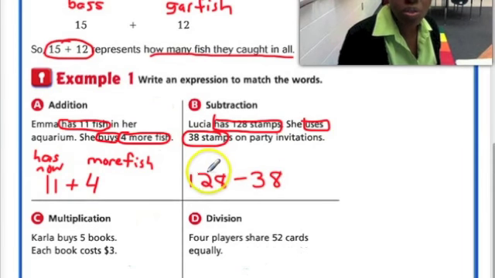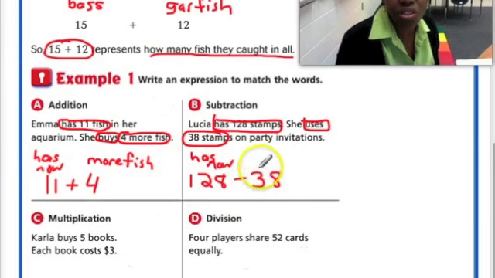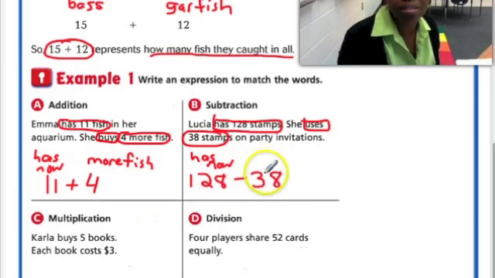So the 128 are the stamps she has right now, right? It's like the other problem. This is what she has now, until something else happens. This happened. She used 38 stamps, and this 38 represents the used stamps. That's how many she used.